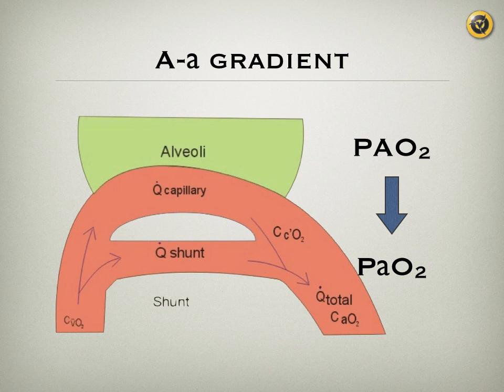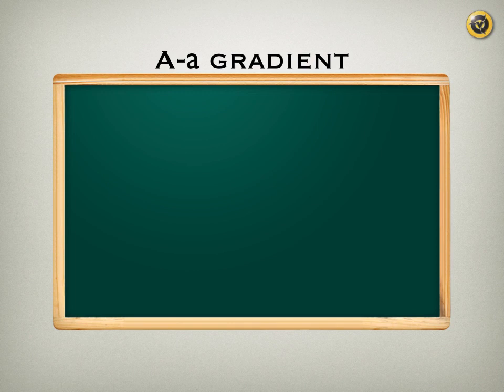So let's see what the normal difference is between the partial pressure of oxygen in the alveoli and in the capillaries. I'm going to make that step by step. So let's first calculate the alveolar PAO2. How do we do that? First of all, let's find out what the partial pressure of oxygen is.